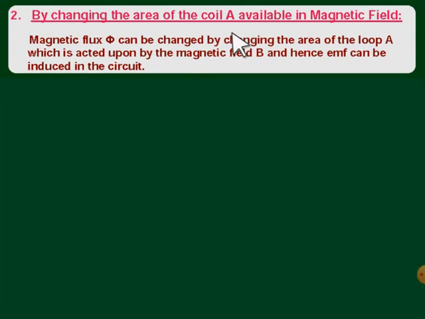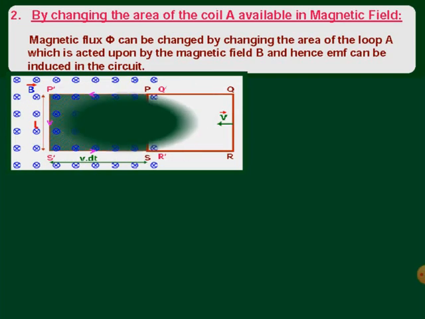Okay, if the area of the circuit or the coil changes, then what happens? You will have a change in the magnetic flux. So what happens? There will be production or generation of induced EMF in the circuit. Next is what it will be in the case of orientation. But first let's try to see the explanation of this, by changing the area of the coil in the magnetic field.